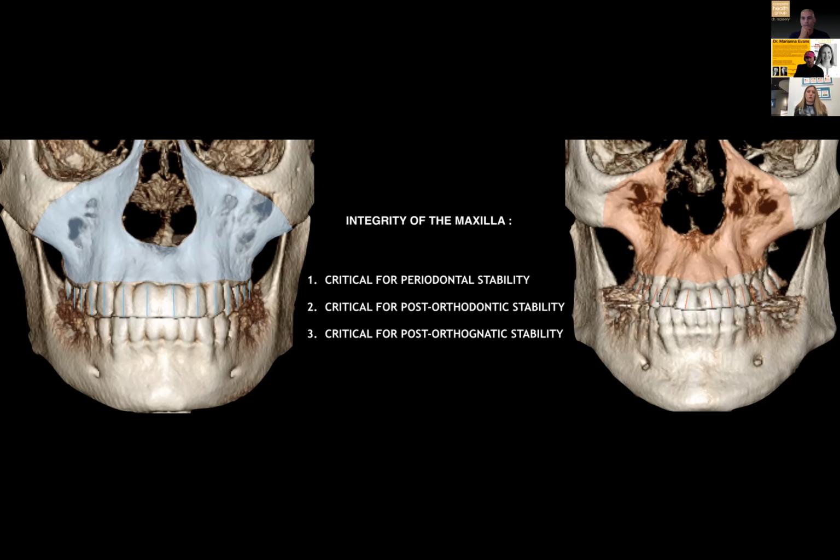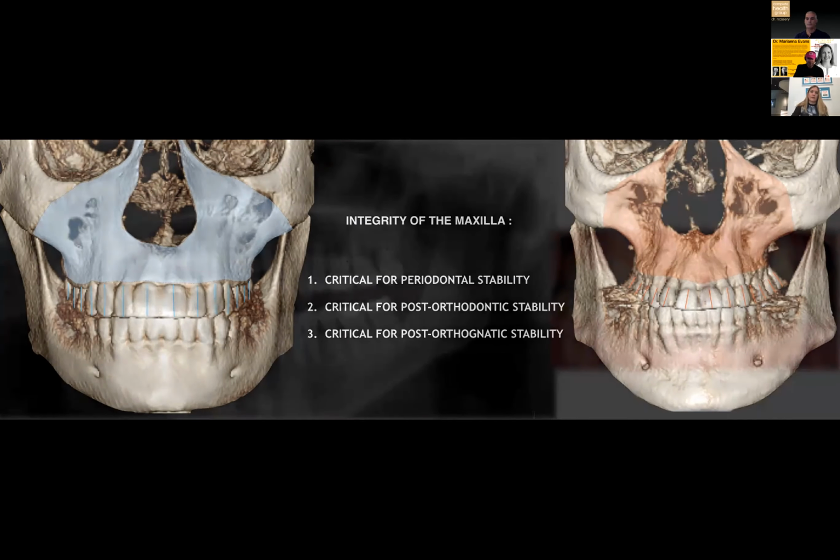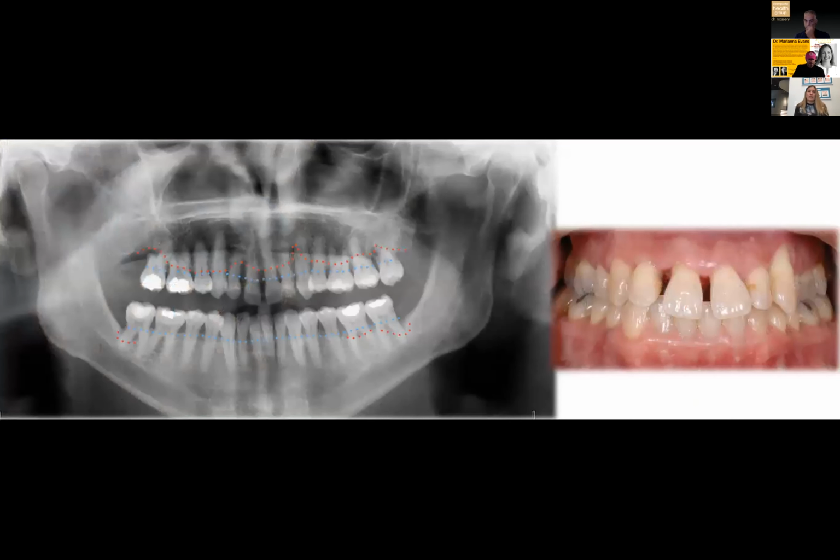We also know from the literature that maxillary volume is very critical for post-orthodontic stability, that teeth positioned outside the bone will be less stable, more likely to shift and relapse, and the same comes with orthodontic surgery. If you don't get that maxilla right, those cases are going to rebound and they are not going to be stable.